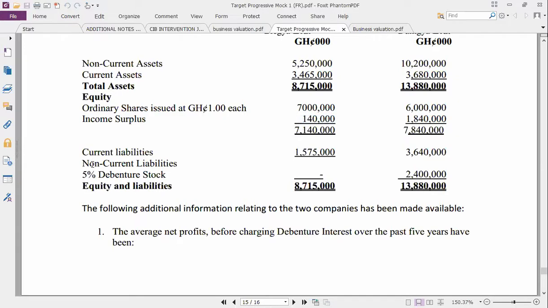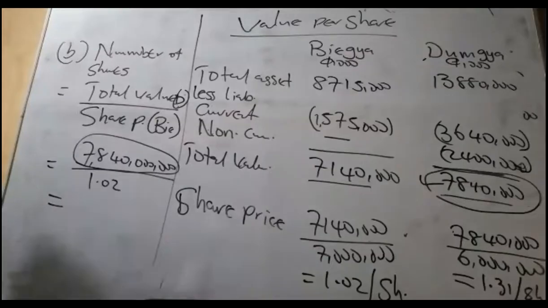Then you come to non-current liability. You come to current liability. All of them. Current liability, pick everything. Debenture, you pick the 2,400. Bioja does not have some, and that's all for the new balance sheet, and it's balanced nicely. So I'll be expecting this particular answer. Great. So kindly try that one for me.